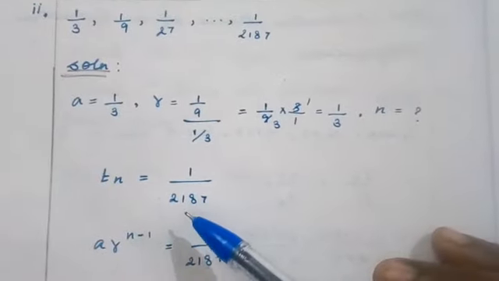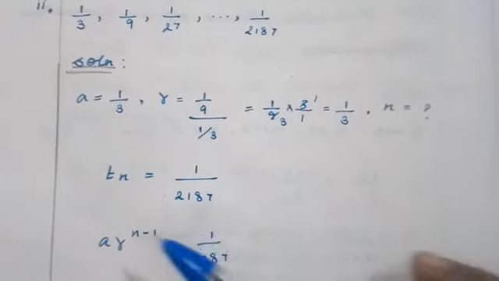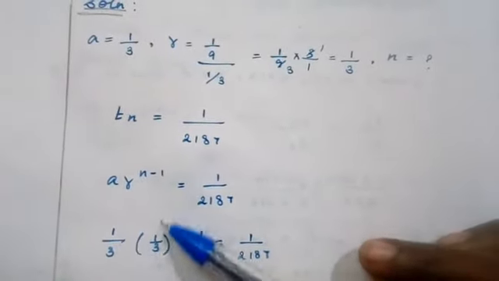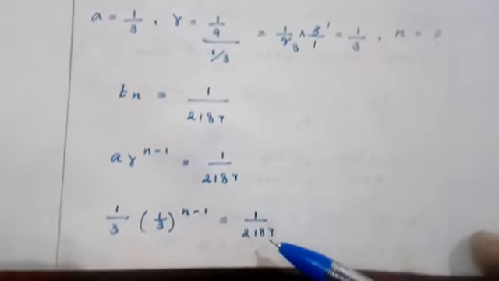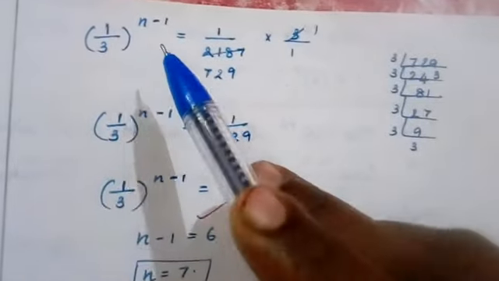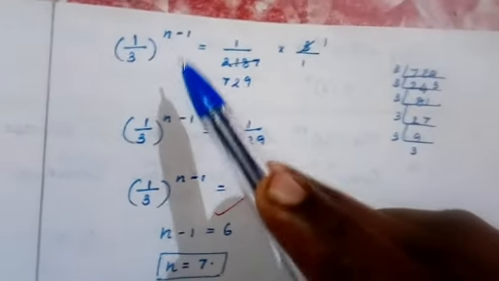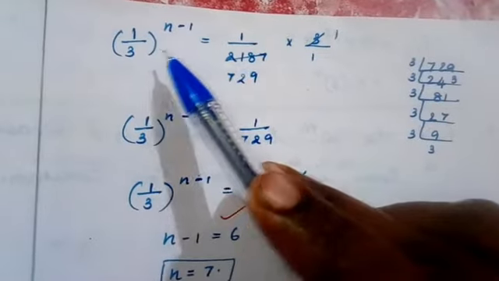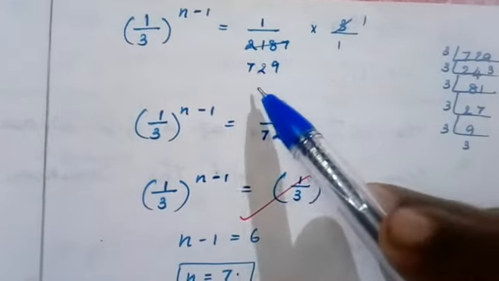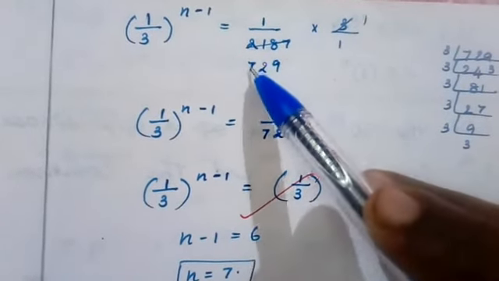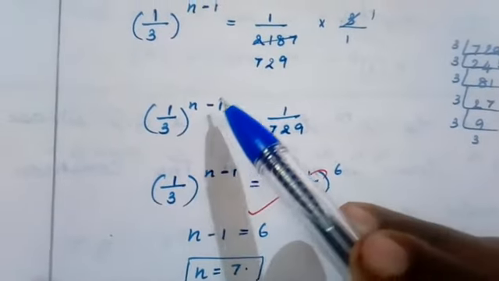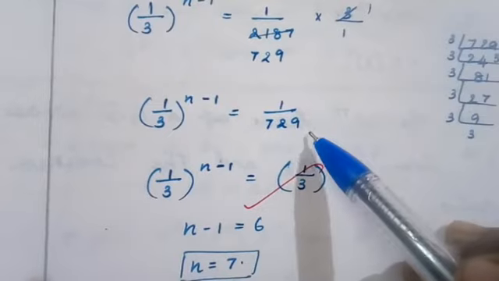Tn equal to 1 by 2187. So write the Tn formula. Here a value is 1 by 3, into 1 by 3 whole power n minus 1, that is equal to 1 by 2187. Now the 1 by 3 on the left hand side moves to this side and becomes 3 by 1. So cancelling is possible one time. It is 729. So 1 by 3 whole power n minus 1 equal to 1 by 729.